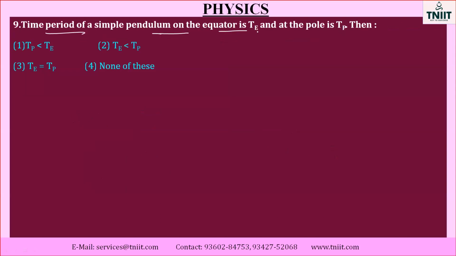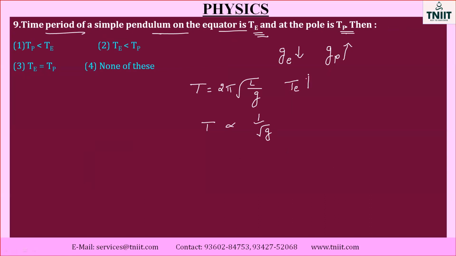Time period of the simple pendulum at the equator is TE, at the pole is TP. You know that acceleration due to gravity at the equator is less and acceleration due to gravity at the pole is more. What's the time period formula? 2 pi into root of L by G. How are time period and G related? T is inversely proportional to root G. So if G is increasing, the time period at the equator should be more and the time period at the pole should be less. So the time period at the equator is more. So option 1 is the right answer.